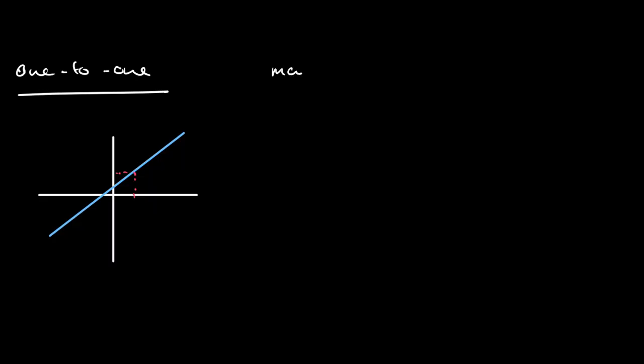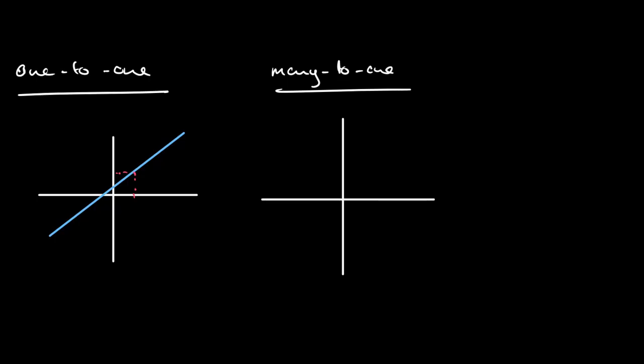Let's do many-to-one first. An example of many-to-one would be a quadratic graph, like y is equal to x squared, because what it means is that there are many possible inputs that could give you the same output. So draw a quadratic like that. Let's make that y is equal to x squared. So what are we saying? Imagine that we've got x is 2. That gives us the output of 4.